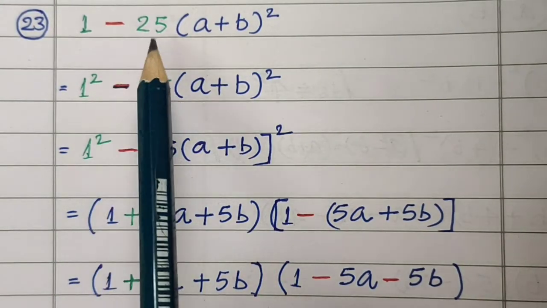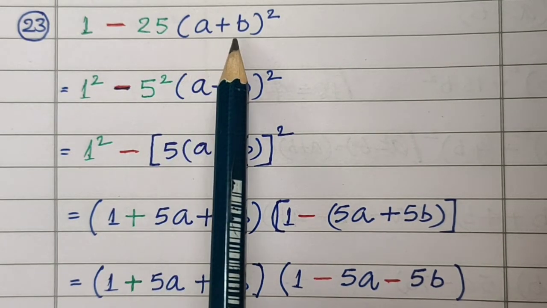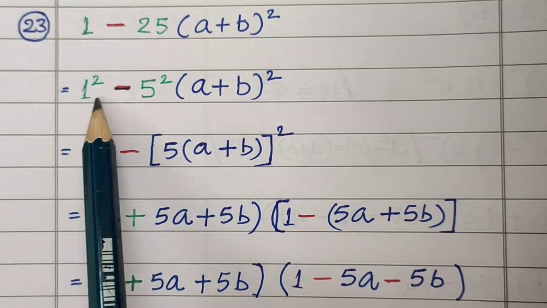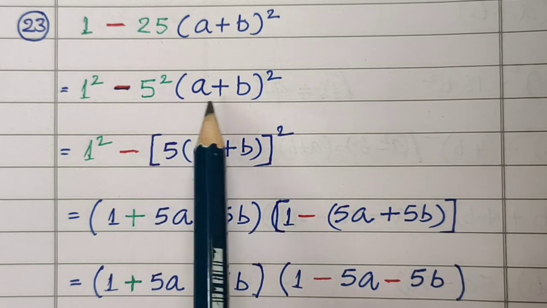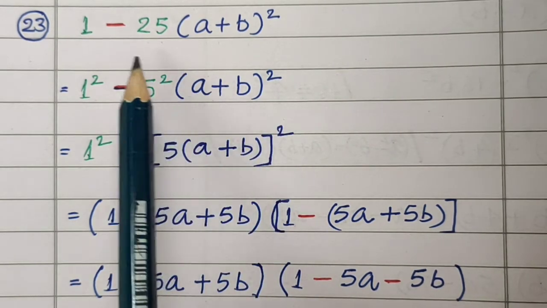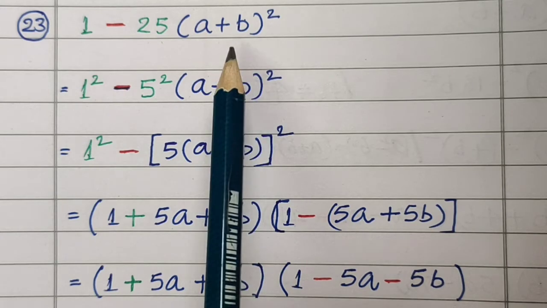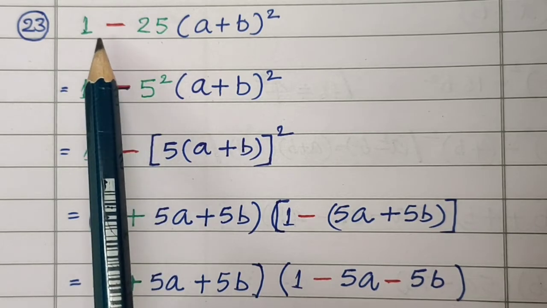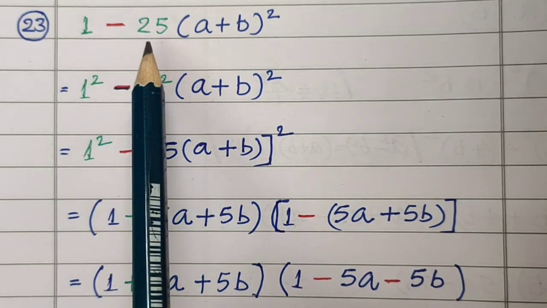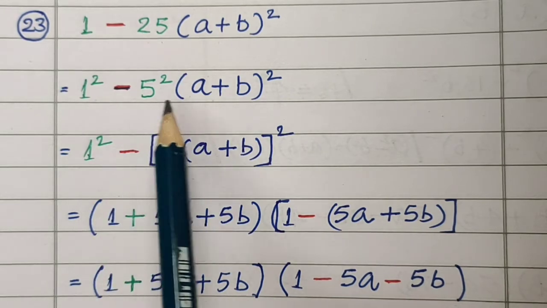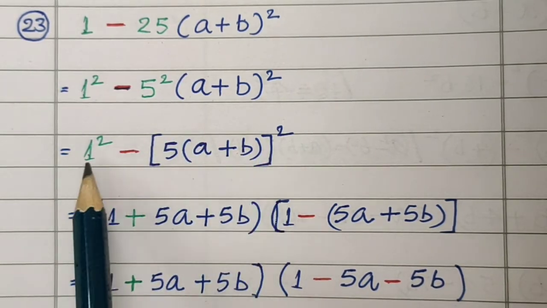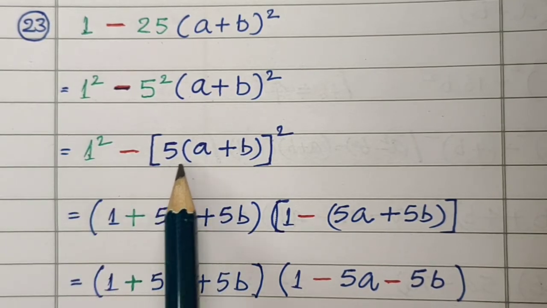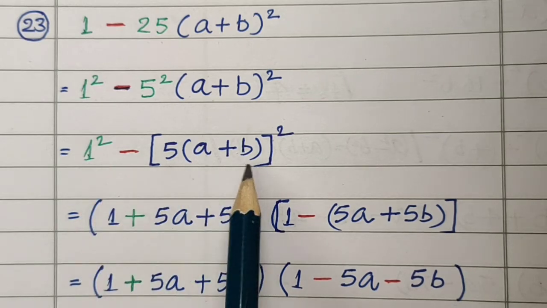Factorize 1 minus 25 (a plus b) whole square. 1 can be written as 1 square, 25 can be written as 5 square, (a plus b) whole square. As soon as you see these type of problems, you should try to convert into the form of a square minus b square. Wherever 1 is there, you can always write 1 square. 25 can be written as 5 square. Then you club these two, 5 into (a plus b) whole square. Now this is in the form of a square minus b square. In place of a we have 1, in place of b we have 5 into (a plus b). Then once you have done this, rest is very easy.